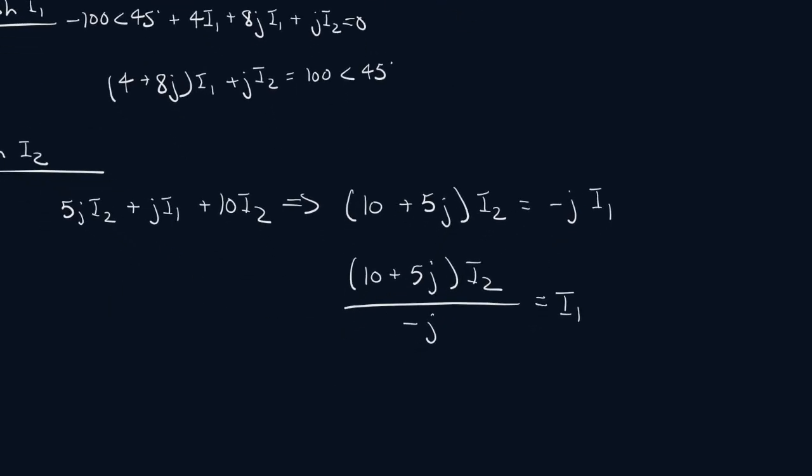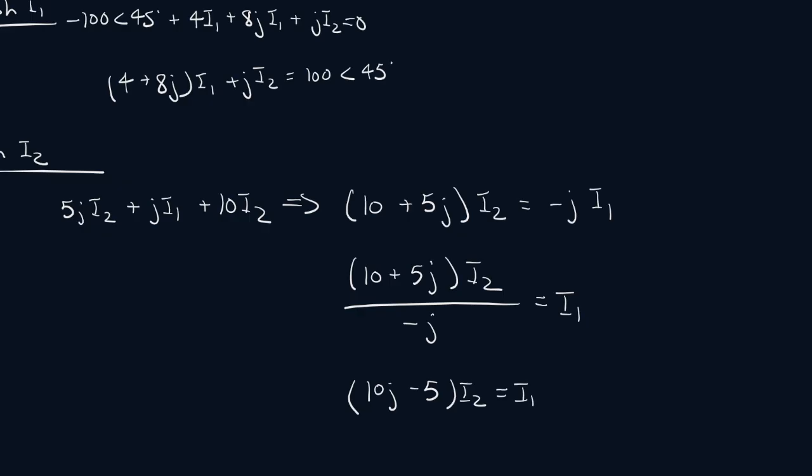So that's 10 over minus j. If you bring the j up here, it's going to be minus j up here. So these two cancel out, so it's just 10j. Then we have plus 5j over minus j. So these j's cancel out, so it's just minus 5. So I1 is equal to (10j minus 5) I2.